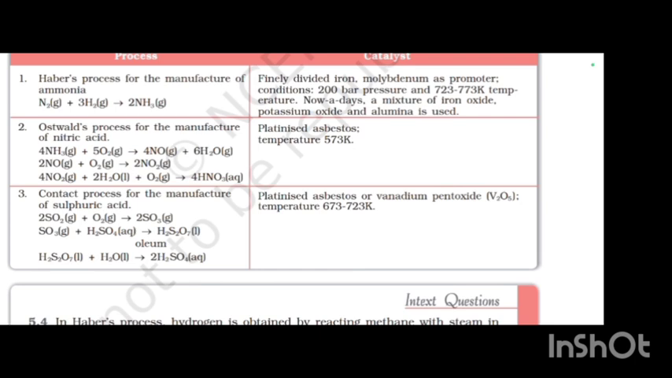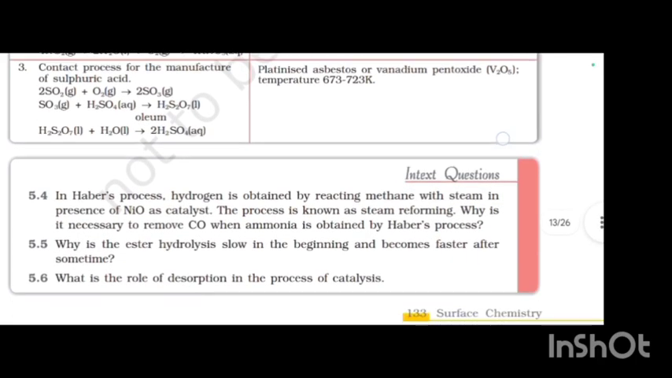Third, contact process for the manufacture of sulfuric acid: 2SO2 gas plus O2 gas gives 2SO3 gas. SO3 gas plus H2SO4 aqueous gives H2S2O7 liquid, oleum. H2S2O7 liquid plus H2O liquid gives 2H2SO4 aqueous. Catalyst: platinized asbestos or vanadium pentoxide, V2O5. Temperature 673 to 723 Kelvin.